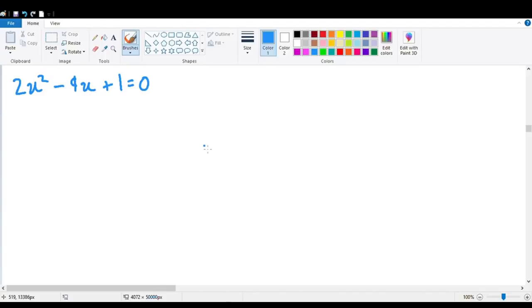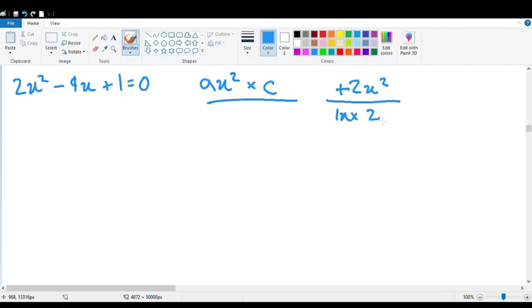So what we're going to do is move on to the second step, which is multiplying ax squared and c. When we do that, it's going to be 2x squared multiplied by 1, so it's going to be 2x squared basically. Take factors of that: it's going to be 1 multiplied by 2x, and then 2x multiplied by 1. Now these factors right here, if we multiply them, we're going to get 2x squared, but what if we add them? Will we get this answer in the middle? Let's see.